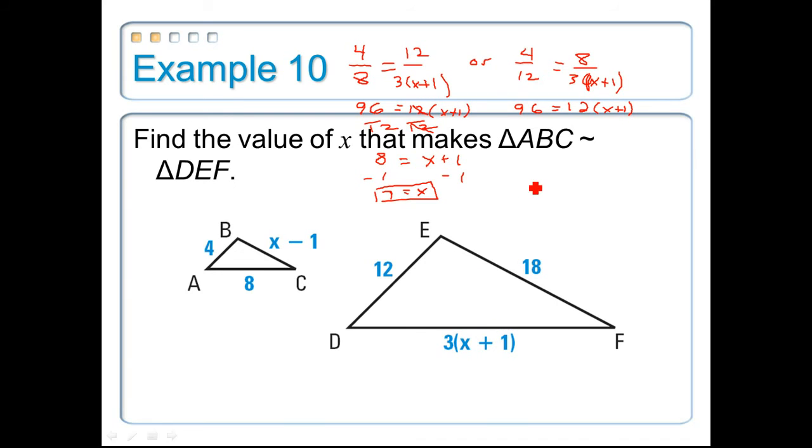Okay? The other way we can do it is 4 goes with 12. So 4 and 12 go together as x minus 1 goes with 18. And again, I set it up differently prior to this, but you're still going to get the same effect here. So I'm going to get 12 times x minus 1 when I cross multiply this. And when I cross multiply this, I'm going to get 4 times 18.